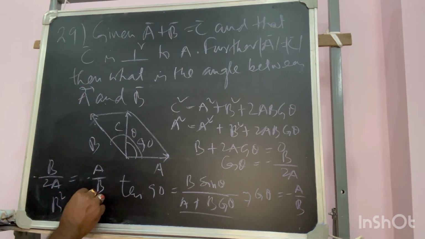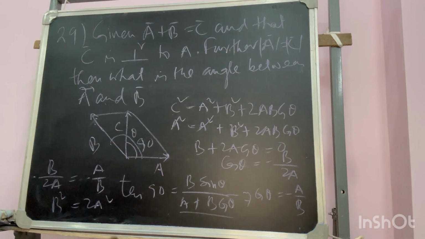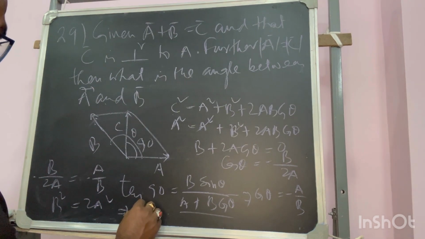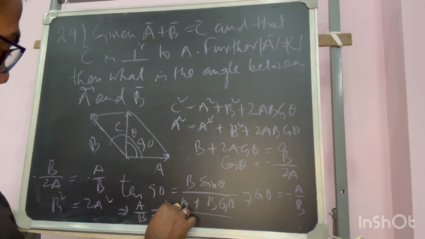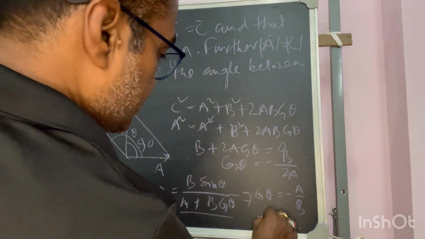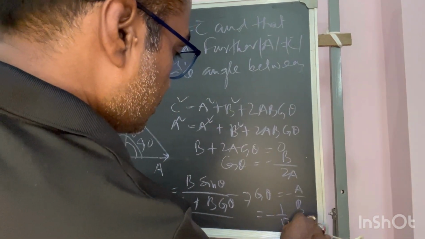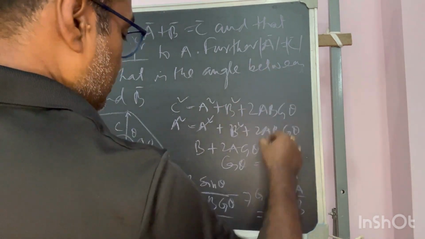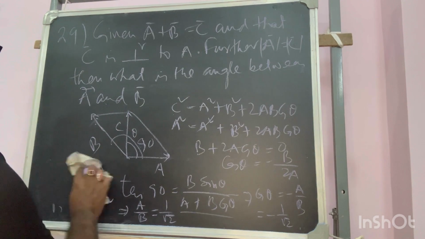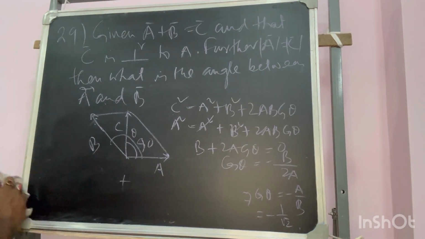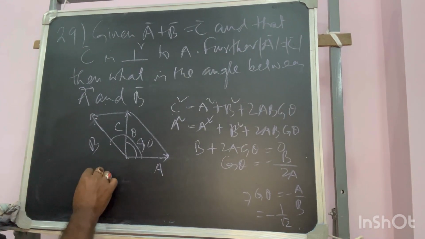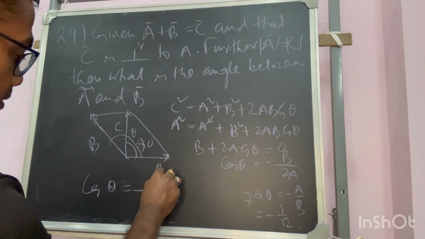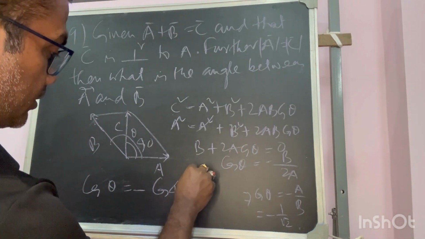B square is equal to 2A square. So now if I take A by B, this will be nothing but 1 by root 2. So cos theta is equal to minus 1 by root 2 because A by B I am getting here. So minus 1 by root 2. What is the value of cos of 1 by root 2? That is 45 degree. So cos theta is equal to minus cos of 45 degree.